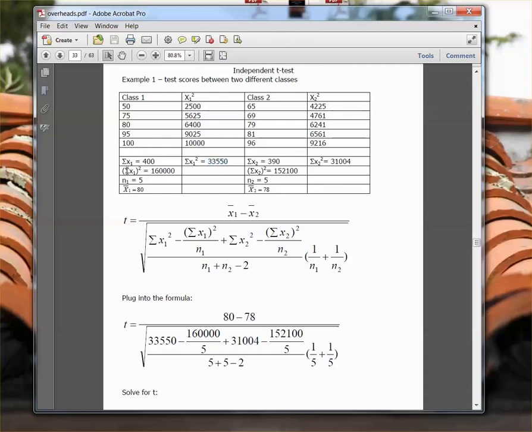This value is you're summing up x first, then you're squaring it. So we have 400 squared. If you square 400, you're going to get 160,000. So that's where those values come from.